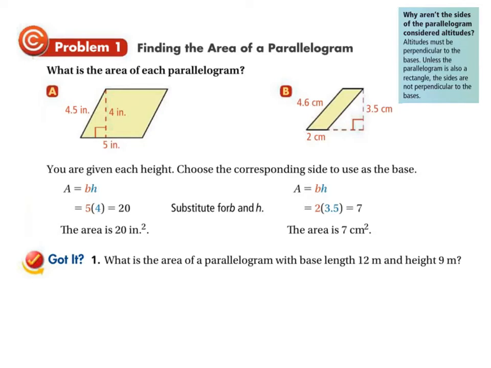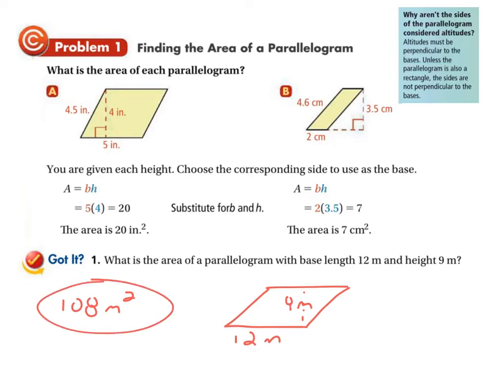Okay, so let's just sketch this out. Here we have our parallelogram. And they're telling us that it's a base of 12 meters, and the height, the vertical height here, the altitude, of 9 meters. So what's 12 times 9? That's 108. And meters times meters is meters squared. So we have an answer. The area of this parallelogram is 108 meters squared. Let's see what else they got for us.